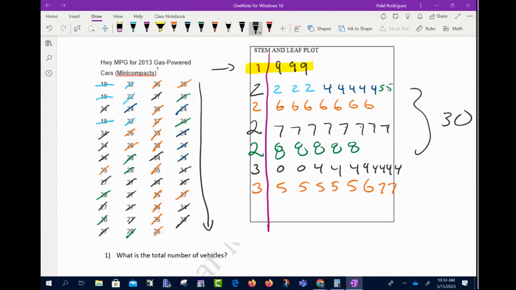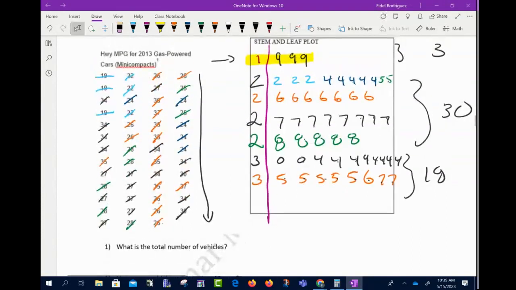All this helped me do, y'all, is at least organize my information, right? I have 1, 2, 3, 4, 5, 6, 7, 8, 9, 10, 11, 12, 13, 14, 15, 16, 17, 18 numbers in the what? In the 30s. Okay, and we had how many numbers in the teens? Three. Okay, y'all, so now look at the first question. What's the total number of vehicles? Would you guys agree we could just add those numbers up? 51? Yep. 3 and 30 and 18 gives us 51.